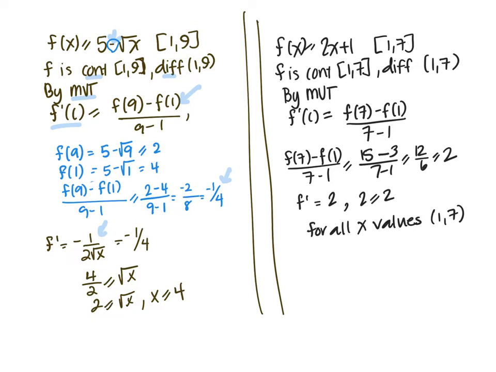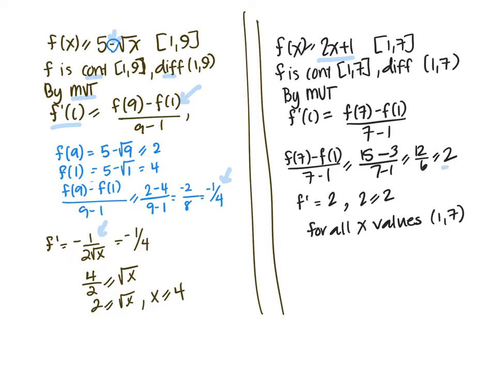Second one, 2x plus 1. I notice that this is a line, and the slope is always 2 on a line. And so I know that a line is continuous and it is differentiable. Therefore, by MVT, there must be at least one place between there where the slope of the secant is equal to the derivative of the function.